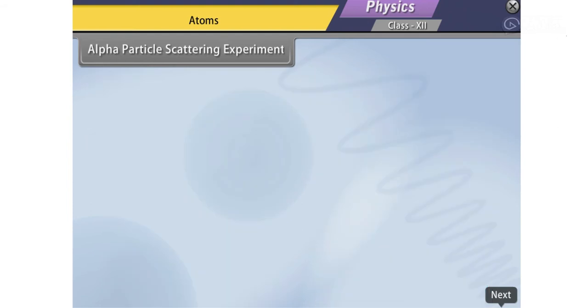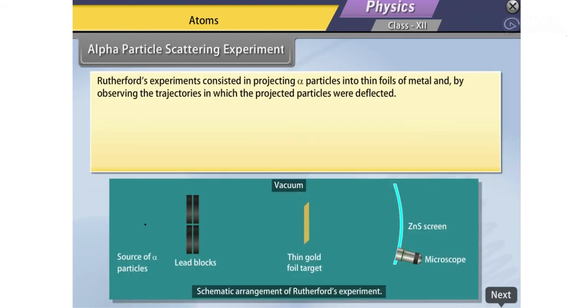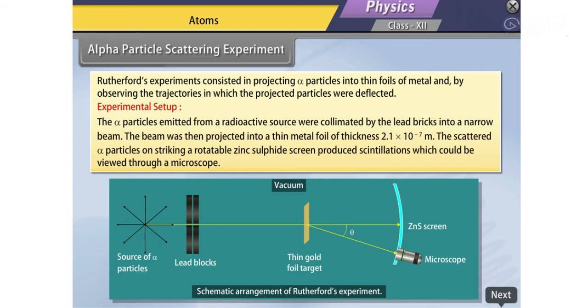Alpha particle scattering experiment. Rutherford's experiments consisted in projecting alpha particles into thin foils of metal and observing the trajectories in which the projected particles were deflected. Experimental setup. The alpha particles emitted from a radioactive source were collimated by lead bricks into a narrow beam. The beam was then projected onto a thin metal foil of thickness 2.1 x 10^-7 meter. The scattered alpha particles, on striking a rotatable zinc sulfide screen, produced scintillations which could be viewed through a microscope.